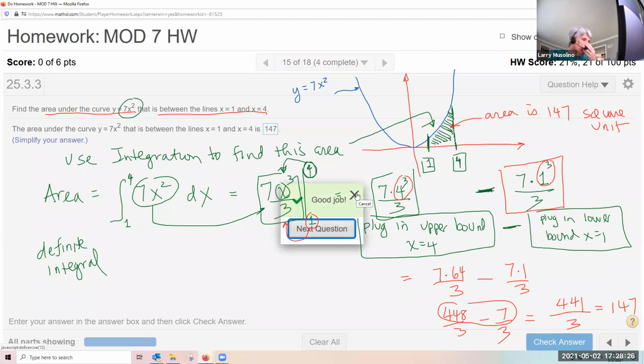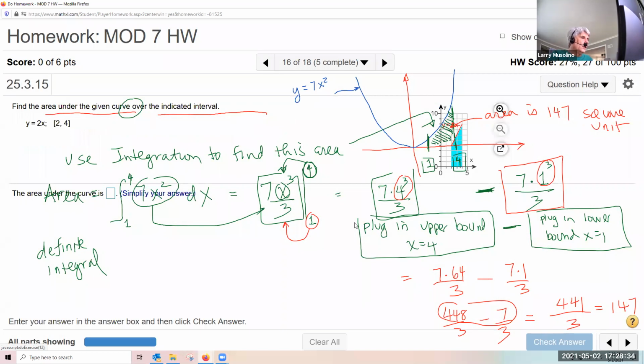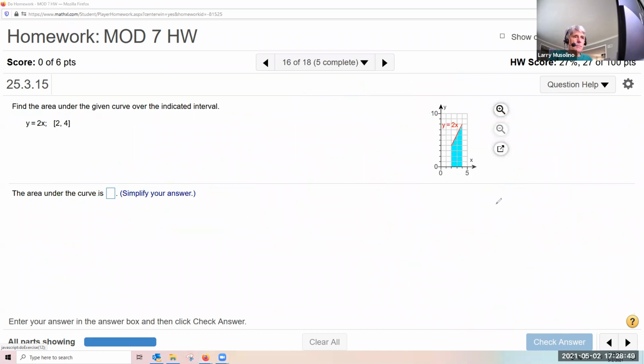All right, folks, so this is called a definite integral. It means you're evaluating an integral from a lower to an upper bound. All right, folks, let's do an example where you're actually given a graph. All right, so let's come to this one.